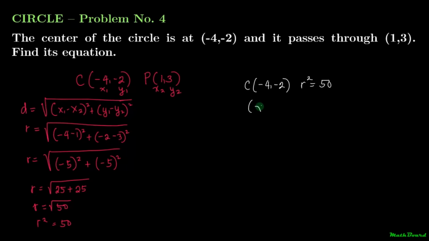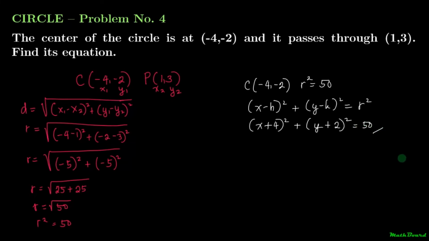Following this equation, x minus h squared plus y minus k squared equals r squared. So, x, negative 4 ang h, this becomes plus 4 squared plus y, negative 2 ang k rather, so this becomes plus 2. Then, r squared equals 50. So, that is our equation of the circle. X plus 4 squared plus y plus 2 squared equals 50.